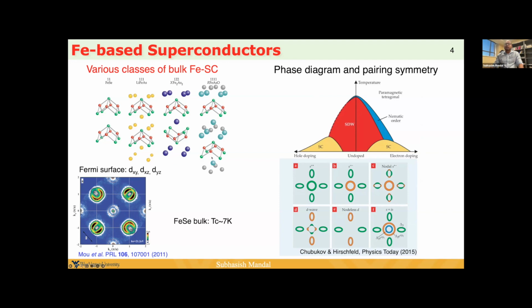And immediately after the electronic structure was understood, the pairing symmetry and the phase diagram were obtained. It has a ground state of spin density wave, followed by some nematic order, and the superconductivity arises upon electron or hole doping or by pressure. Based on the Fermi surface, the pairing symmetry was debated, and mostly now it is settled as s plus minus, with different signs on the electron and hole pockets.